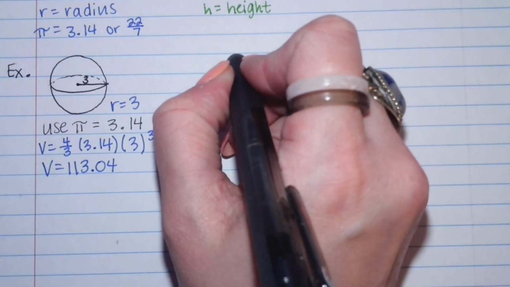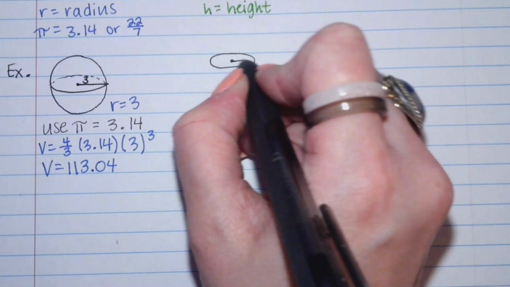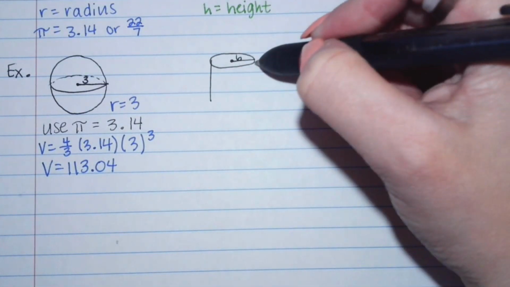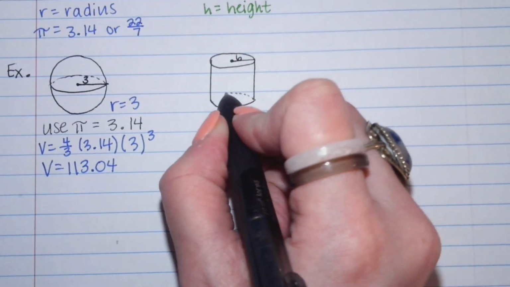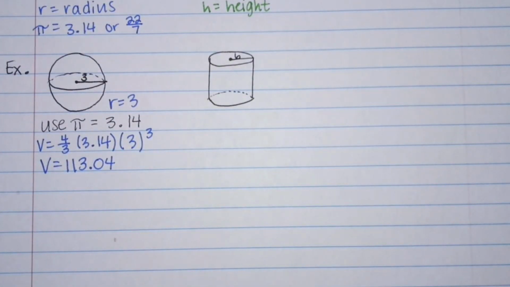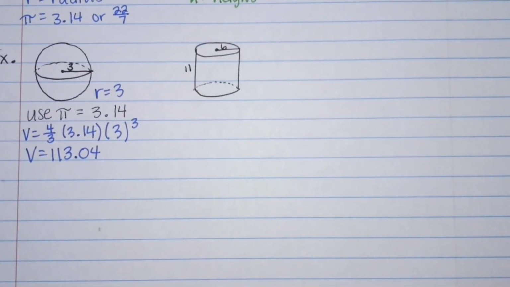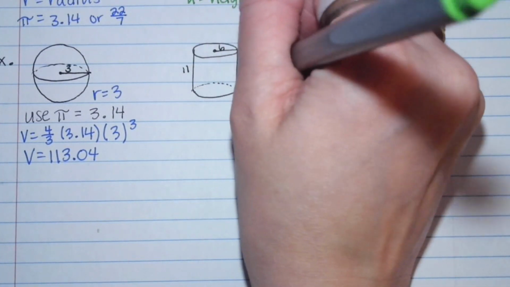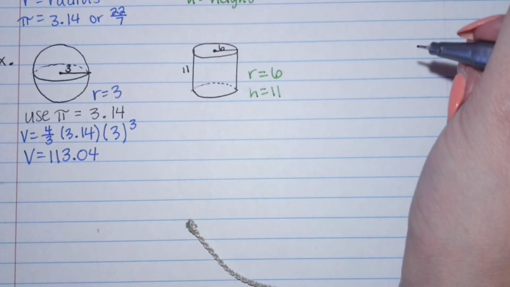Let's look at the next one. We're going to have a cylinder here. Here is the top of our cylinder. We're going to label that with a radius of 6. Sometimes you're going to see the base written in dashed lines as if you're looking through the figure. And we're going to label this guy over here as 11. So we can write out what we know on the side. We know the radius is 6 and the height is 11, and we can plug this in.